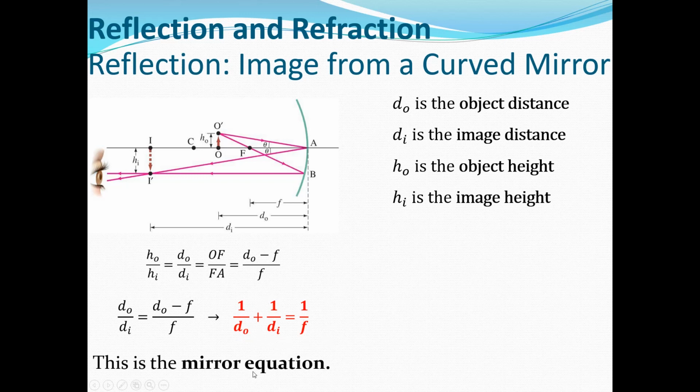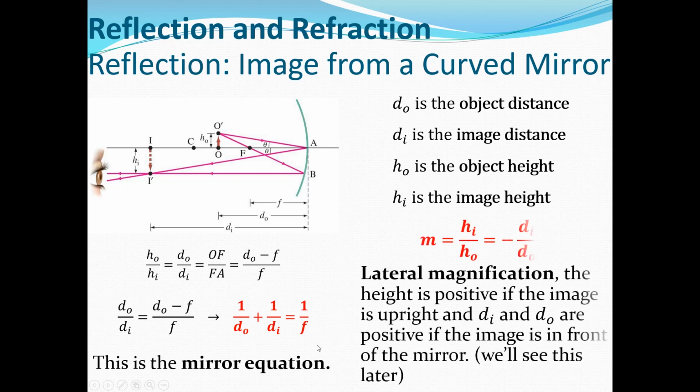This is what we call the mirror equation. It is super, super important because we're going to also use this for lenses. And then another equation we could use is this, the magnification. Basically, it's the ratio of the heights, the image height over the object height, or similar thing for the image distance, the negative of the image distance over the object distance.